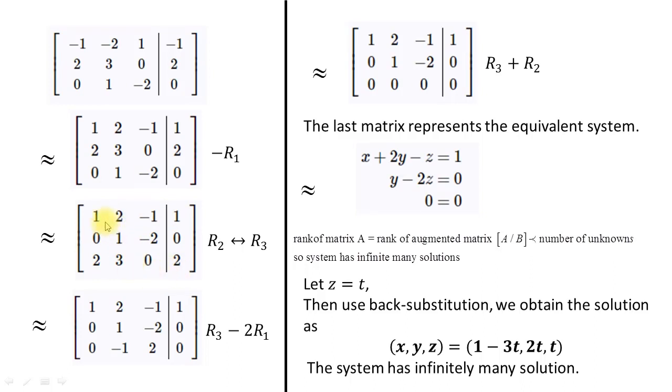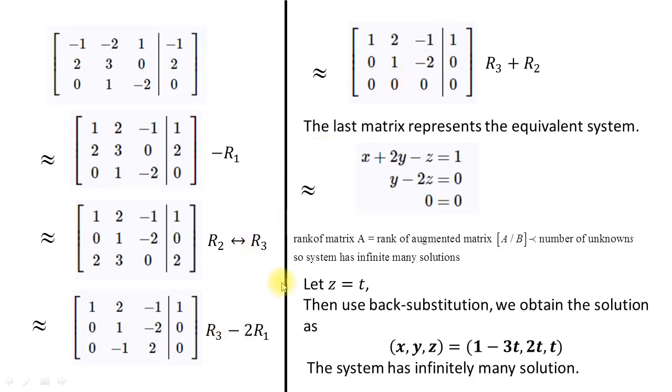Now multiply the first row by 2 and subtract the result from R3, that is, 2 times R1 subtracted from R3. 2 minus 2 is 0, 3 minus 4 is minus 1, 0 minus minus 2 is plus 2, and 2 minus 2 is 0. Now add this second row to the third row. We obtain 1 2 minus 1 1, 0 1 minus 2, and 0 0 1.